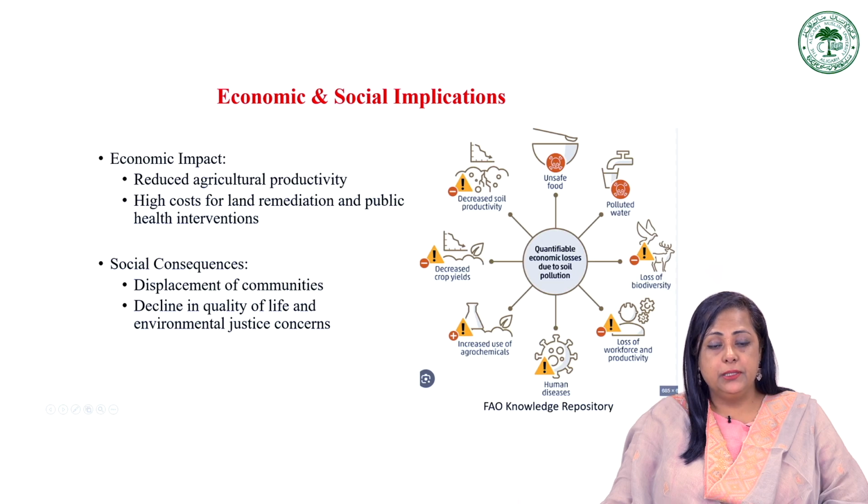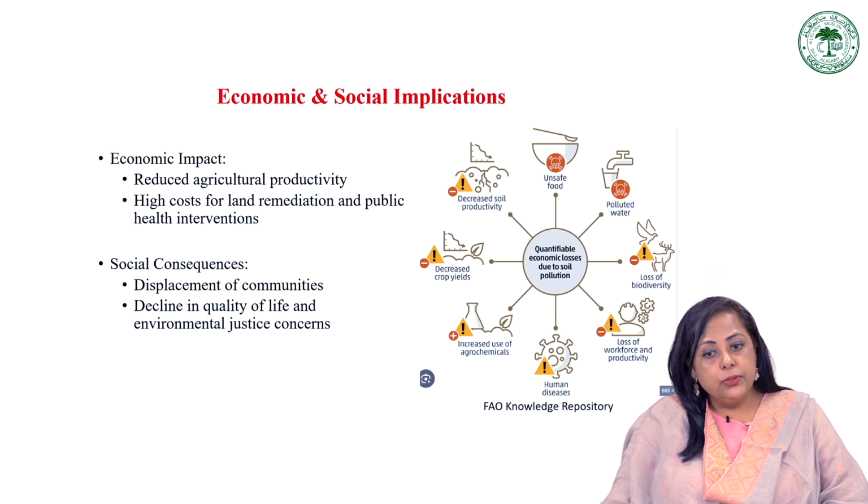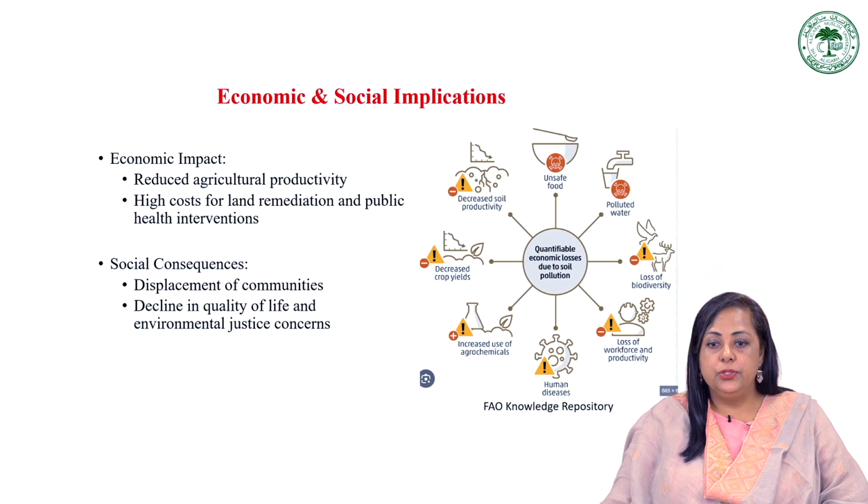Economic and social implications. Economically, land pollution reduces agriculture productivity and results in high costs for land remediation and public health intervention. Socially, it impacts communities by decreasing the quality of life, forcing displacement, and raising concerns about environmental justice. These factors underline how land pollution not only affects the environment but also has a profound socioeconomic impact on affected regions. We can see through the graph, the FAO knowledge, human disease, quantifiable economic loss due to soil pollution.